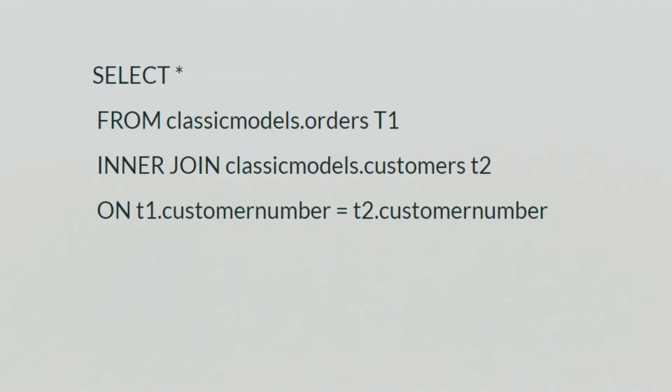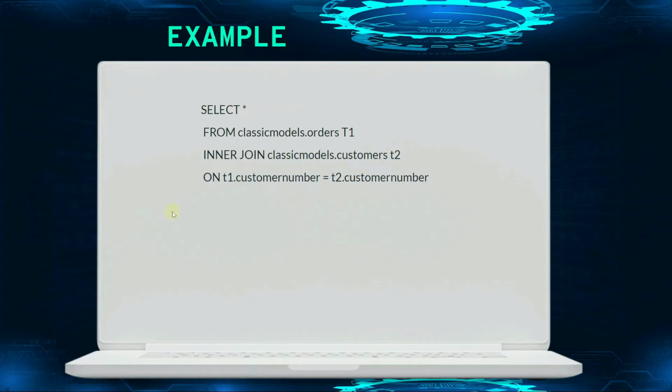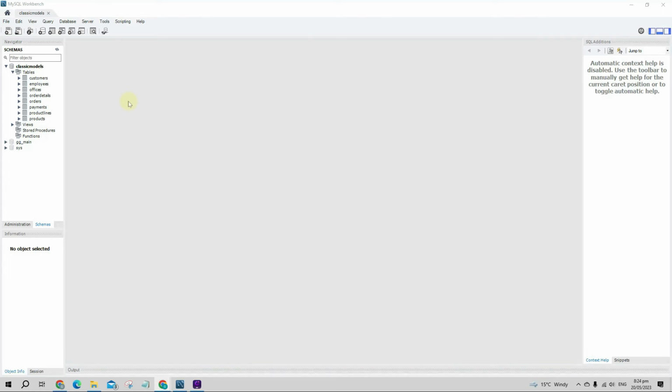This query joins the customers table to the orders table. You'll also notice I have named each table T1 and T2. This makes it easier to write and saves us putting the full table name in the on condition, since we can just use this alias. This star will also return all columns from both tables. So let's look at this in MySQL Workbench.